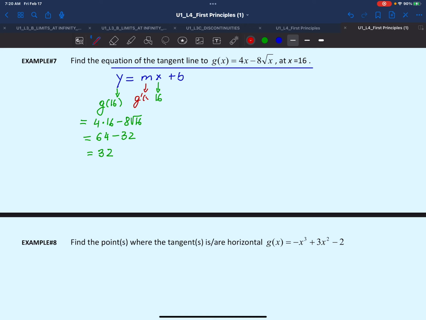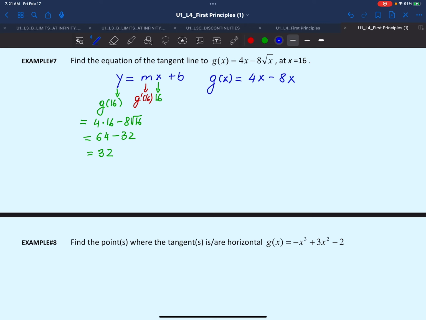And since we're drawing the tangent at x = 16, we'll say that the slope would be g'(16). So in other words, to find the slope, we need to find g'. So we'll start off by finding the derivative of g(x). And I will rewrite the function g(x) since we have radicals involved. And I'll write every term in power form so I can use the power rule.